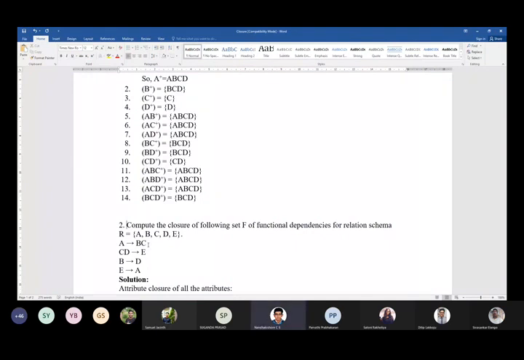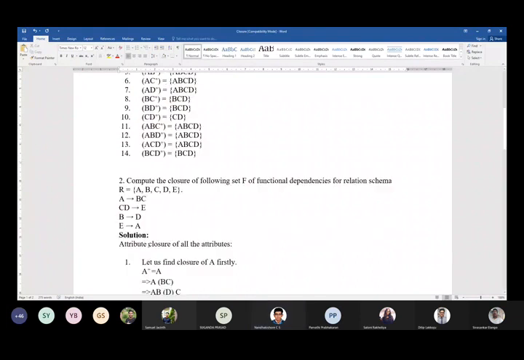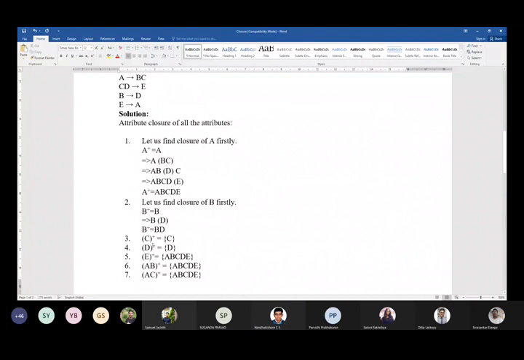So A can determine all the other elements in the relation, right? Yes, sir. We have already found A closure is going to be all the elements, A, B, C, D, and E. So E closure is going to be all the elements in the list, right? So correct answer, Nanda Kishore. Thank you for your participation. Thank you, sir.